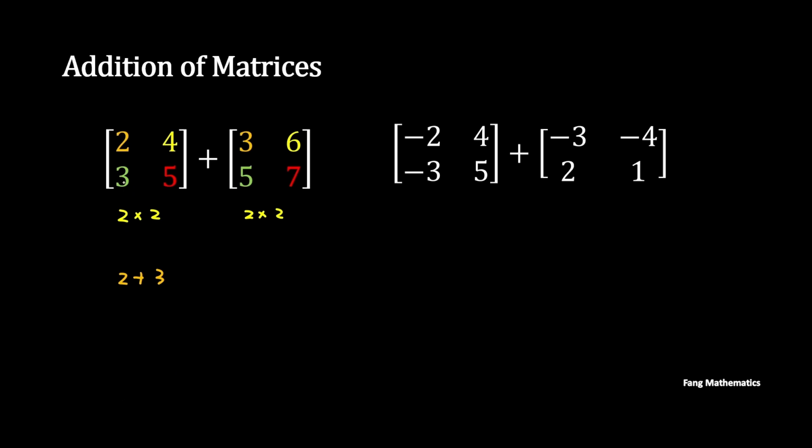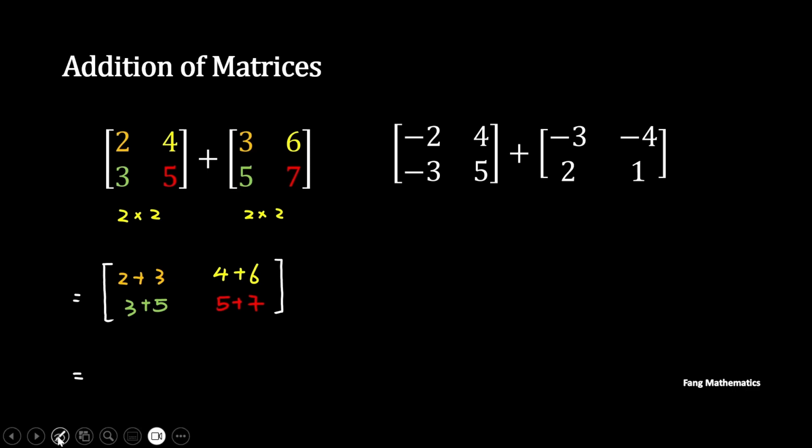And then look at this in green, second row, first column, and second row, first column. You are to match them. And so on, you have 4 plus 6. And lastly, in red, you have 5 plus 7. And you are to find the answer of this and determine your final solution. I believe you should have 5, 8, 10, and 12.